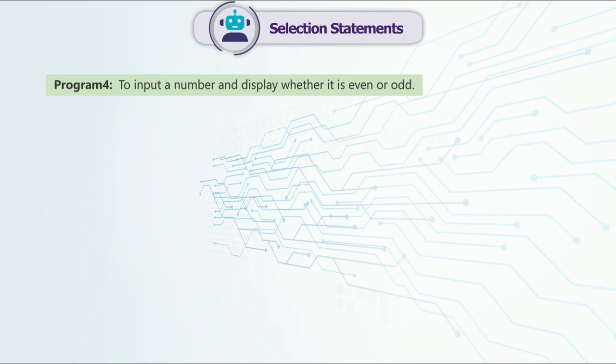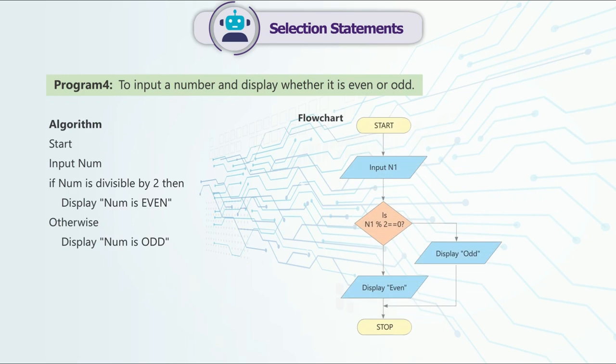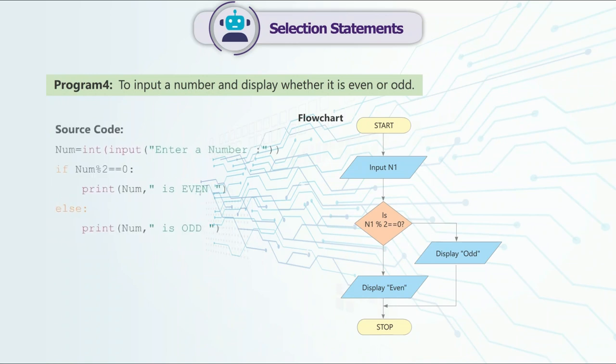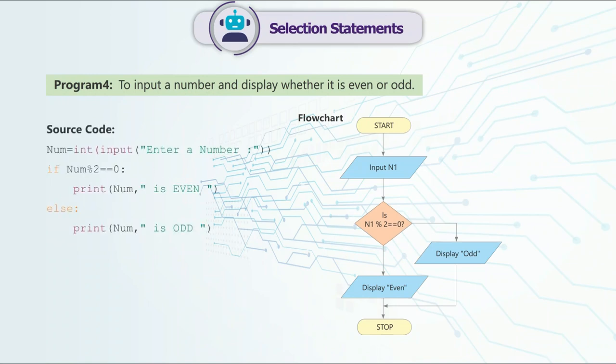Program 4. To input a number and display whether it is even or odd. Algorithm. Start. Input number. If number is divisible by 2, then display number is even. Otherwise, display number is odd. Flowchart. Start. Input N1. Is N1 % 2 equals 0? Display odd. Display even. Stop. Source code. Output. Enter a number 23.